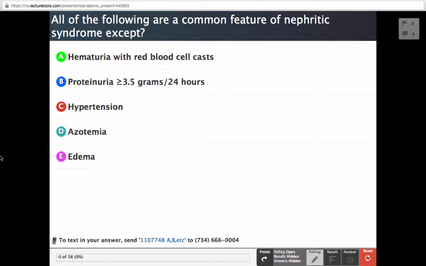So, first question of the day. All the following are a common feature of nephritic syndrome except: A, hematuria with red blood cell casts; B, proteinuria of 3.5 grams or more over 24 hours; C, hypertension; D, azotemia; or E, edema. And the number is 110-774-8.